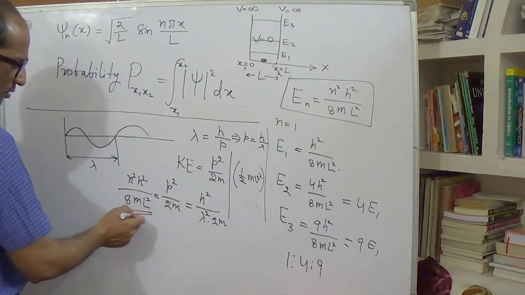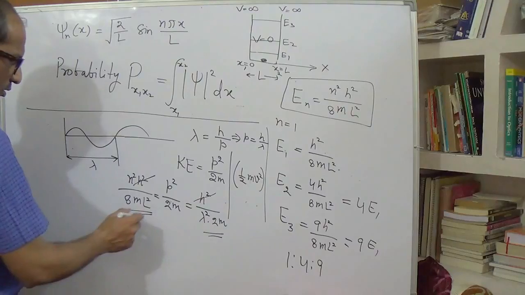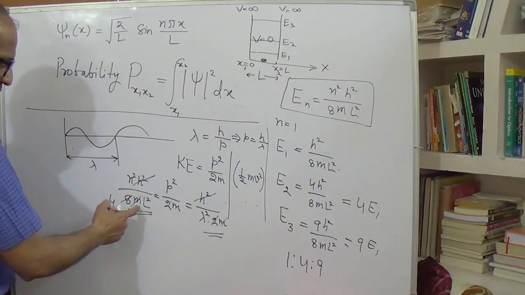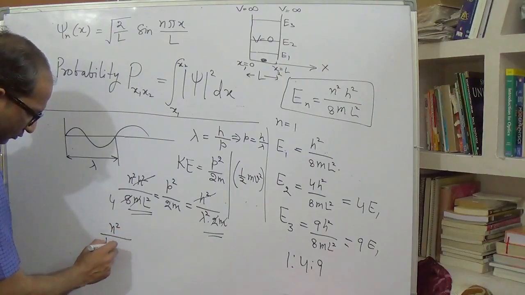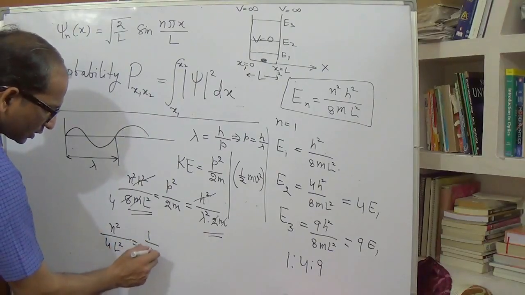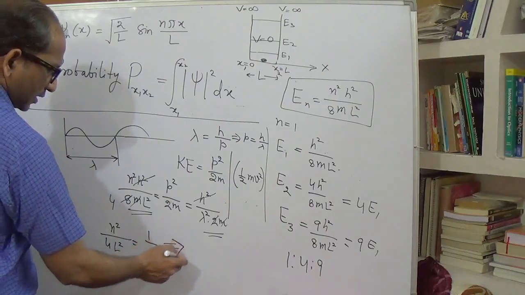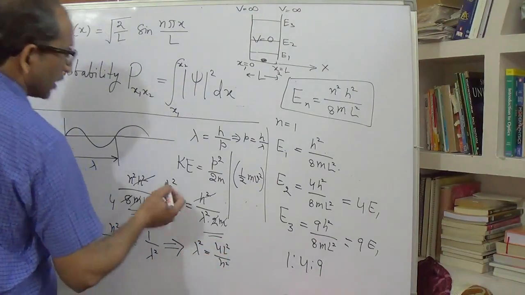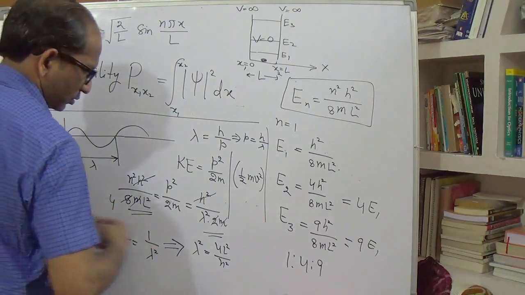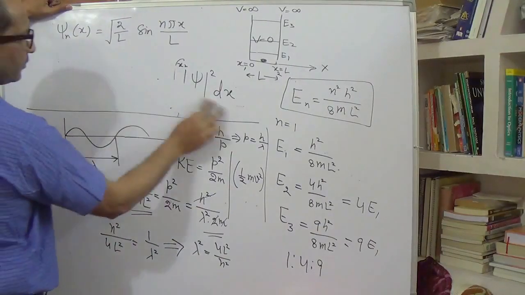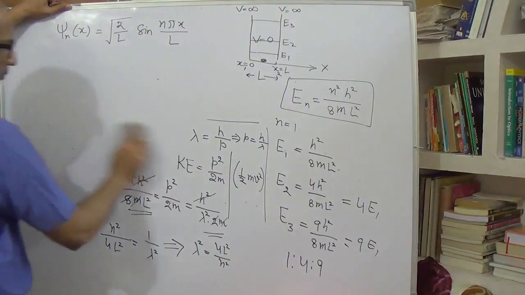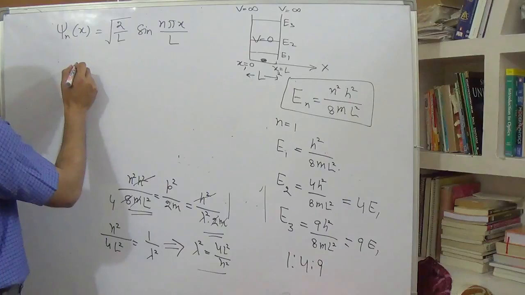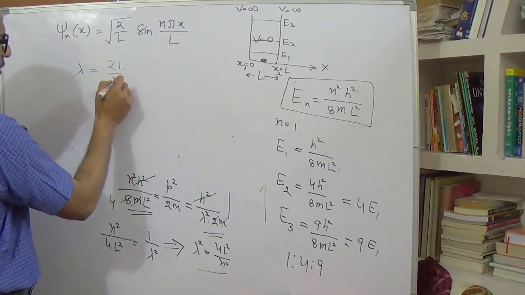Now simplify it, this term and this term. So h square cancels out, m cancels out, and this 2 is 4. So I have this n square by 4 l square, is equal to 1 upon lambda square here. So this can be written further: lambda square is equal to 4 L square upon N square, or you can write lambda is equal to 2L upon N. So from here I can conclude that lambda is equal to 2L upon N.